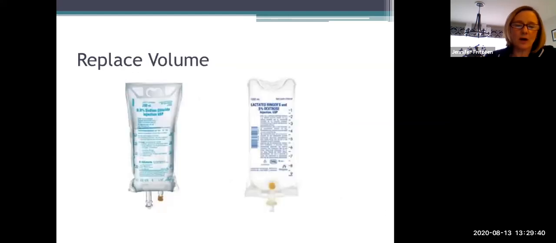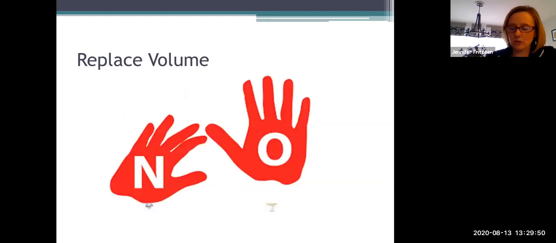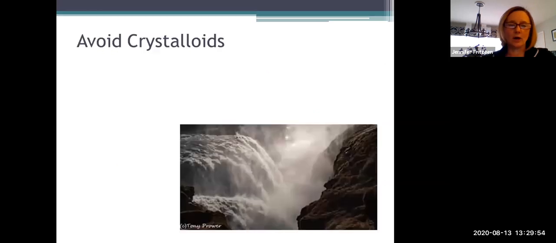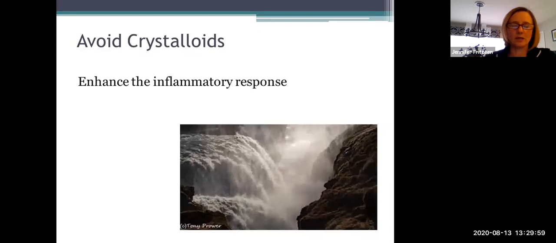You need to replace the volume, and I have a picture of normal saline up here, and lactated Ringer's. Those are your isotonic crystalloids that we use for fluid boluses all the time. But we do not really want to use these with kids with hemorrhagic shock. There's lots of literature out there that tells us to avoid crystalloids at all costs with bleeding patients.